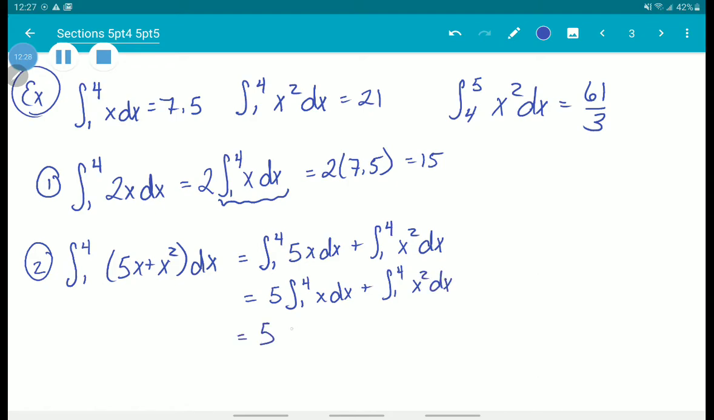Now let's substitute in what we know. We know this is 7.5 because they told us that up here. We also know that 1 to 4 of x squared dx is 21. So if we compute this, that will tell me the value of that. And I got 58.5.